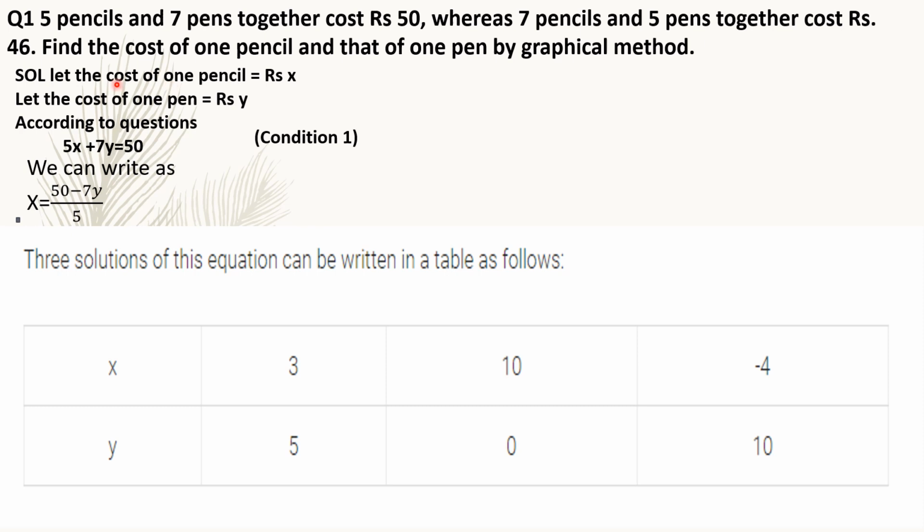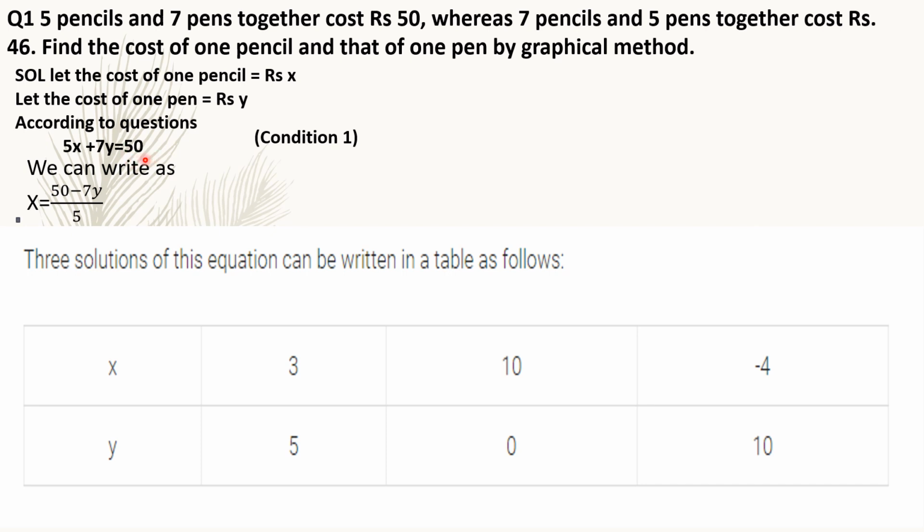First of all, we consider the cost of one pencil is rupees x and the cost of one pen is rupees y. Now, according to the question, 5 pencils and 7 pens together cost rupees 50. So algebraically we can write 5x plus 7y equals 50, which is a linear equation in two variables.